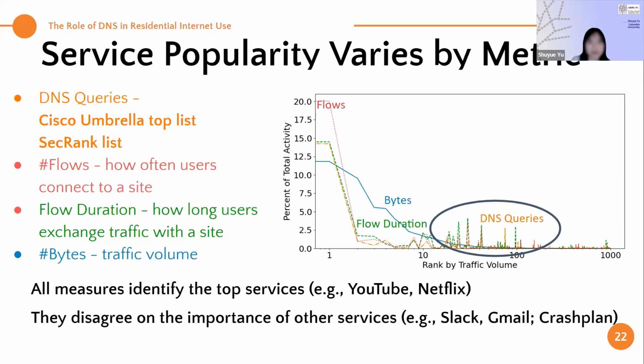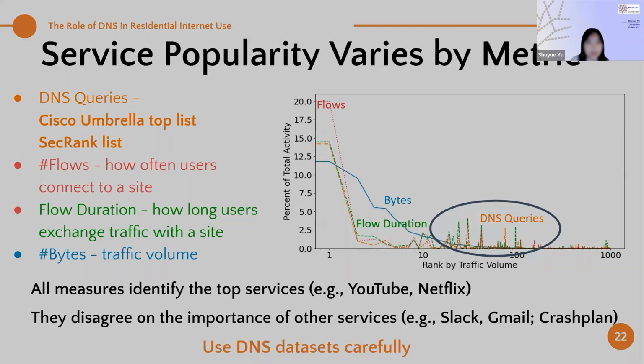Yeah, and CrashPlan generates much traffic but few flows and DNS queries. This shows that using different metrics may lead to quite different service popularity estimations. So we need to carefully consider what metric to use and use DNS datasets carefully.